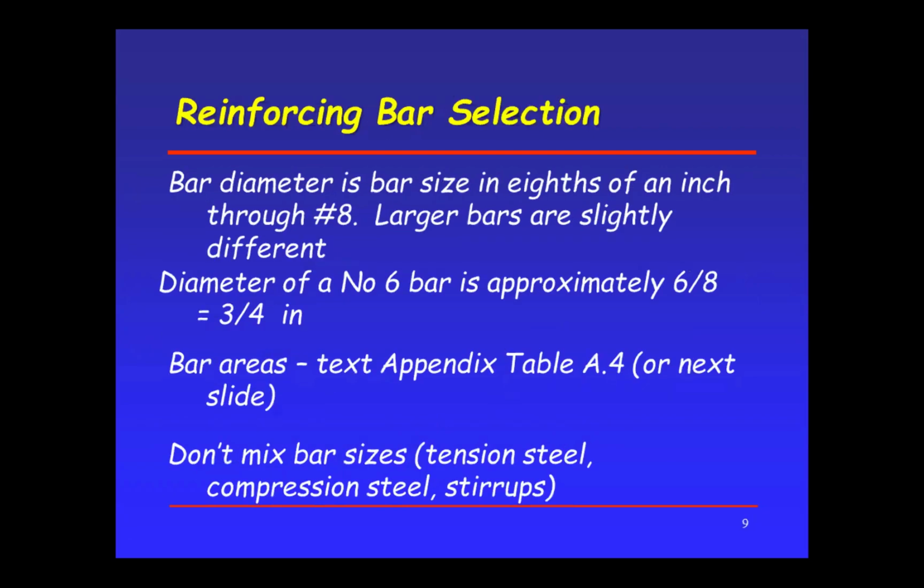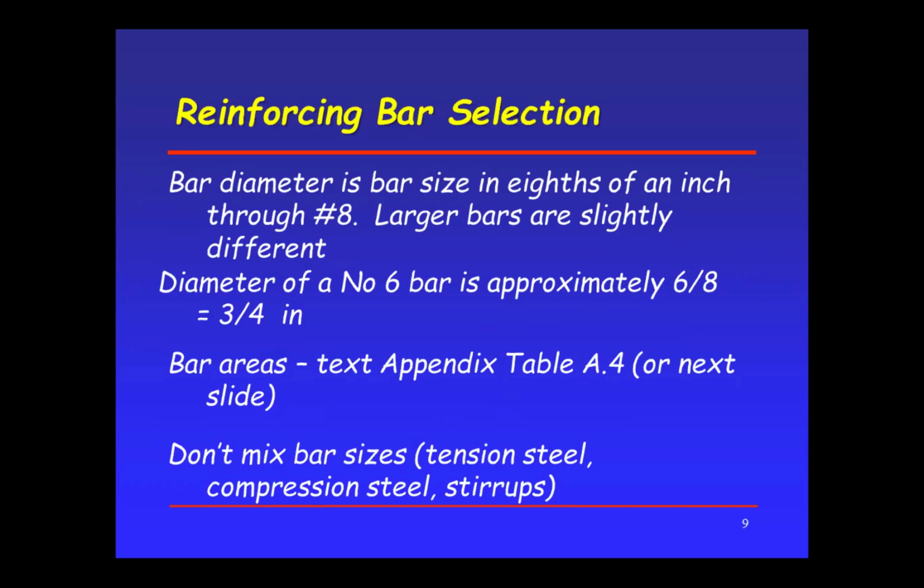You will see how we do it with the examples. So, reinforcing bar selection. Bar diameter is bar size in 1/8 of an inch through number 8. Meaning that, remember we said that before. Any bars from number 8 and below, you can find the diameter of it by dividing the bar number by 8.